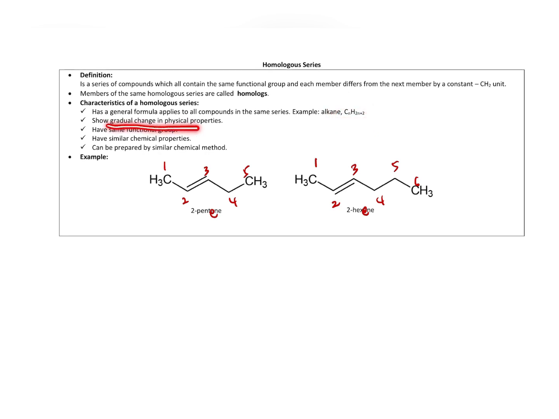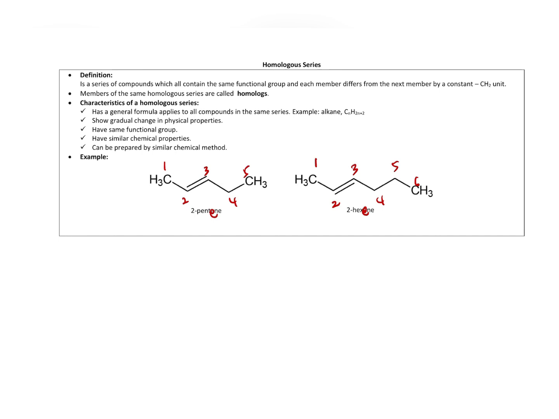Okay, and then show gradual change in physical properties. Yes. Okay, the physical properties will not be the same lah. Dia takkan sama. Sebab ini carbon ada 1, 2, 3, 4, 5. Ini carbon ada 1, 2, 3, 4, 5, 6. Okay, so lagi banyak carbon, dia punya intermolecular forces dia nanti semua akan jadi lebih kuat and so on lah. Back to apa yang kita dah pernah belajar dulu. Okay, so dia punya boiling point akan affected, melting point akan affected.